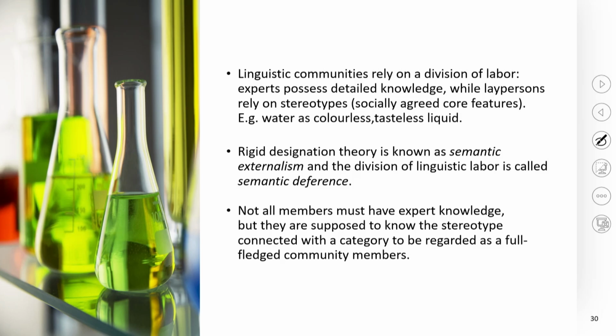Now, based on these, there are two types of possibilities that he talks about. So, rigid designation, the theory is known as semantic externalism, and the division of linguistic labor is called the semantic deference. So, where out of deference, out of respect to the expert, you take the meaning that is given by the expert.